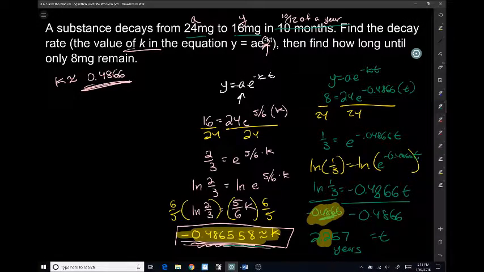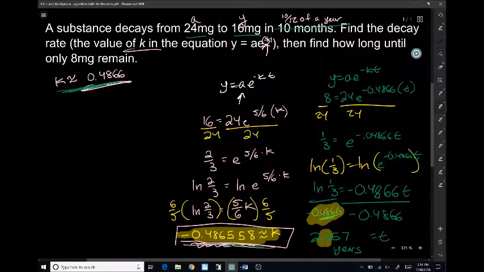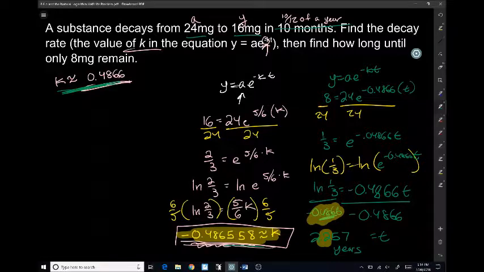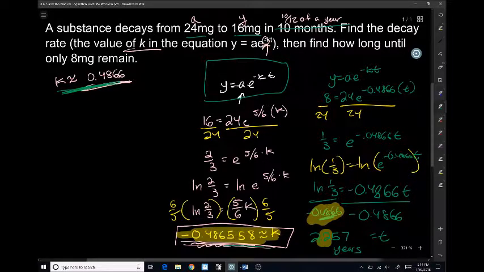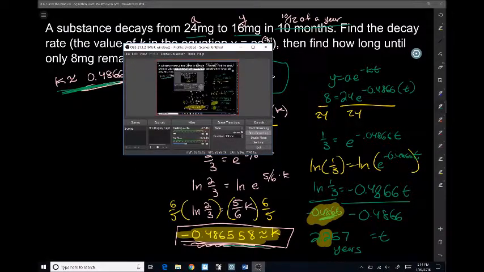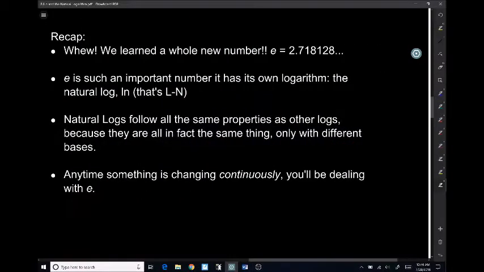So there's a very typical half-life problem. Find the value of k, then use that k to solve other things in the problem after you've set up the equation that looks like so. So there you have it.